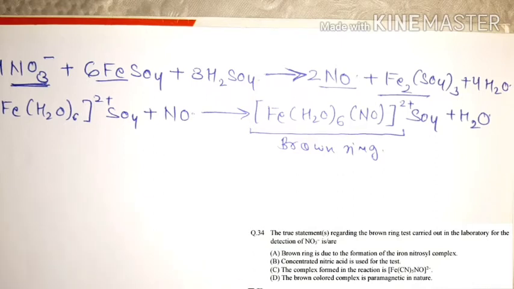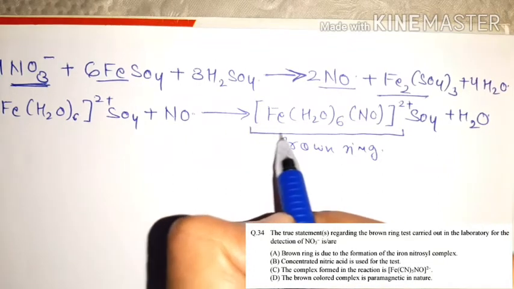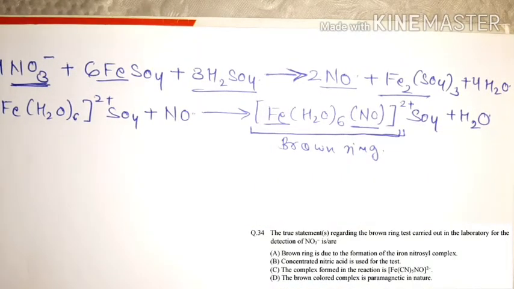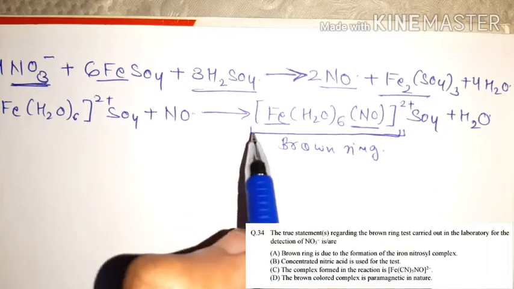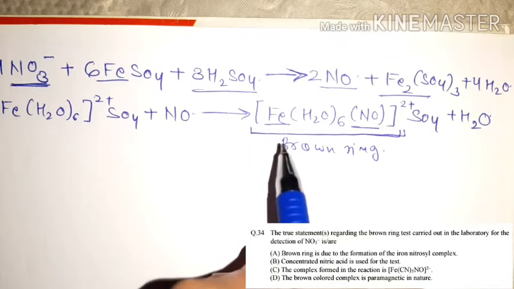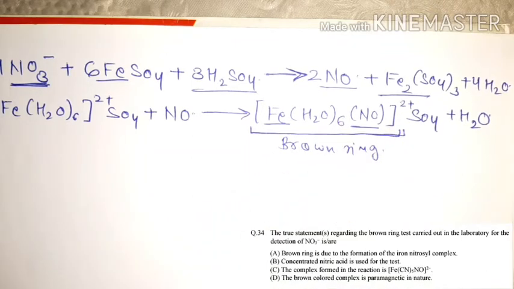So friends, when we first observe our options, see option 1: brown ring is due to the formation of the iron nitrosyl complex. So this is an iron nitrosyl complex, here iron and nitrosyl ligand are present. So option A will be a correct answer. Now see option B: the concentrated nitric acid is used for the test. No, this is a wrong option because we use H2SO4, not nitric acid. And the third option: the complex formed in the reaction is [Fe(CN)5NO]2. This is again a wrong option because we have an iron nitrosyl complex, not an iron cyanide complex. So this is iron nitrosyl.